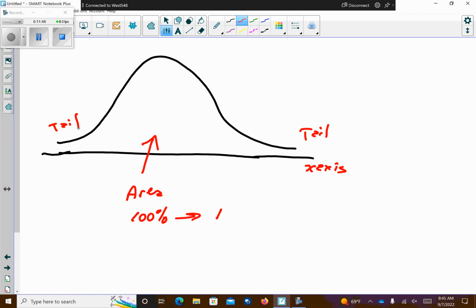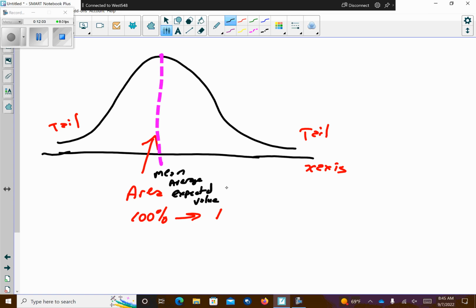Now, other things with this is this pink bar here. This is going to be the mean. This is the average. And the average and the mean also mean what? Expected value.